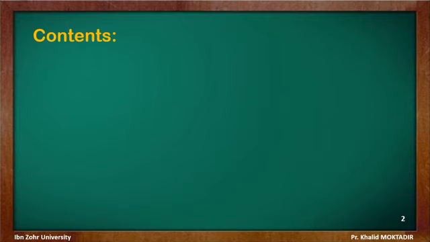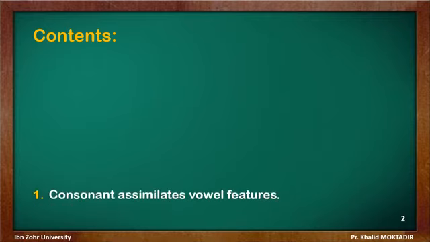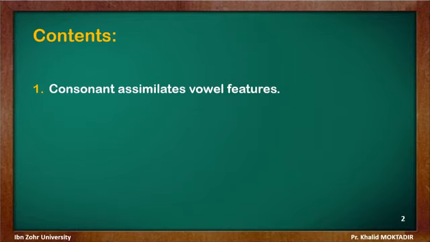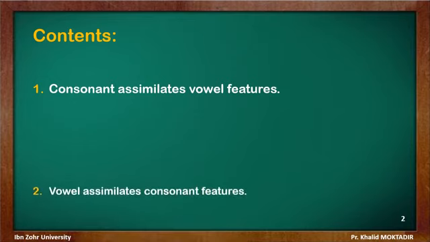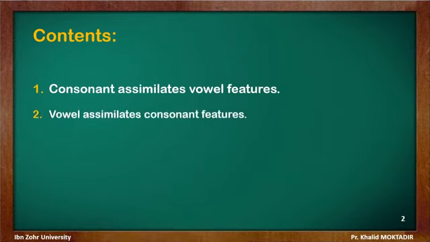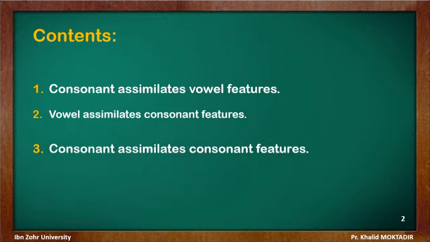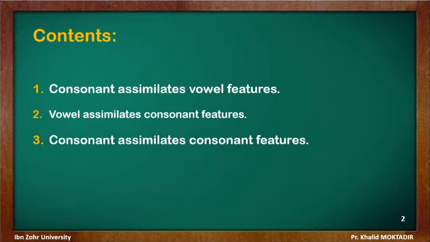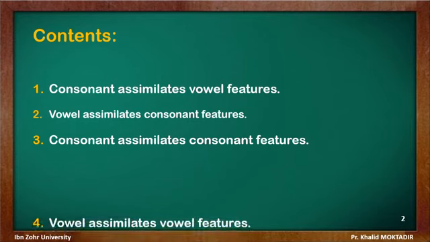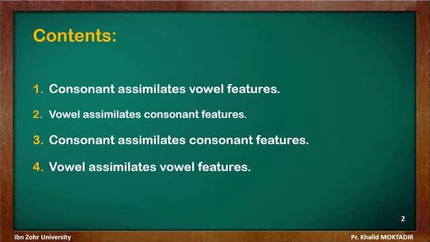First, we consider processes that involve a consonant assimilating vowel features. Then we move on to the cases where a vowel can assimilate features from a neighboring consonant. And after that, we will be able to see how consonants assimilate other consonant features. And finally, we have a look at how vowels can assimilate features from other vowels.